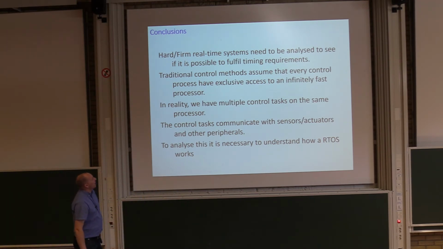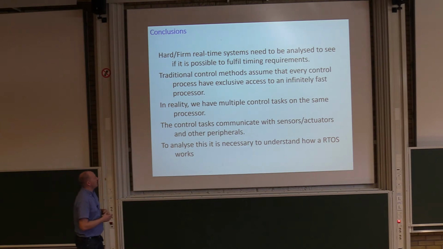So we started last week to talk about hard or firm real-time systems. And what we saw was that in most control systems we have firm real-time systems, meaning that we would like to meet the deadline, but usually it's not a disaster if we miss one or two deadlines, but we don't want to miss too many.